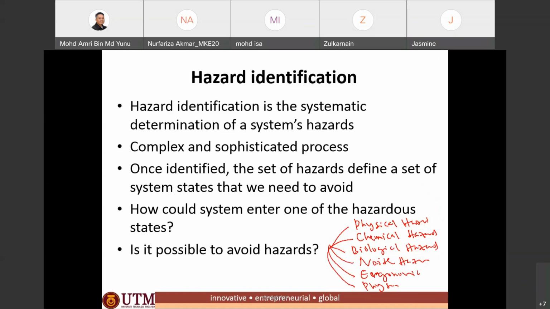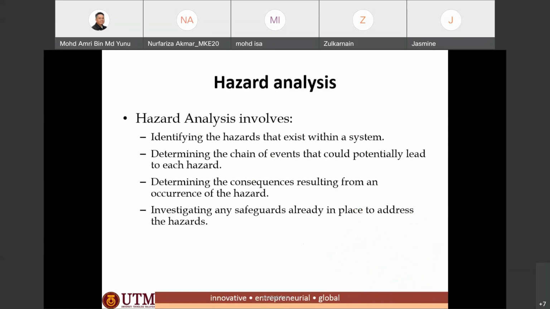So we need to identify the hazard, like physical hazard, the hazard in the system itself. Hazard analysis is to identify the hazards that exist within the system, then determine the chain of events that could possibly lead to each hazard, and then determine the consequences. Consequences are basically what the risk is. This is the cause and effect, and then this is the control measure.